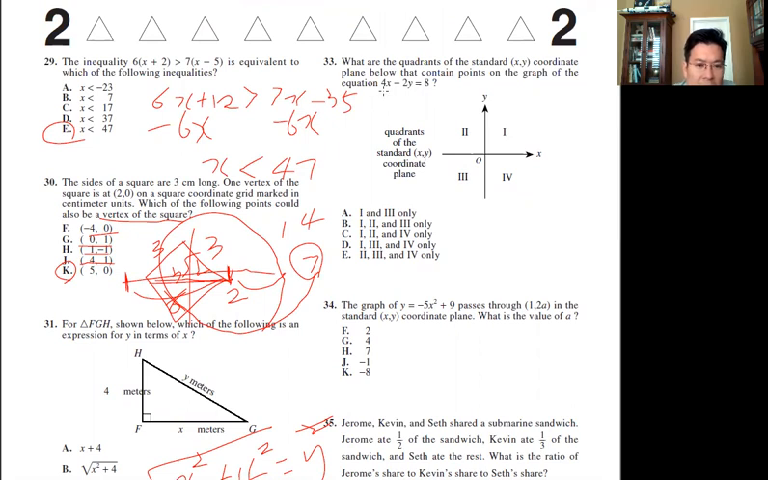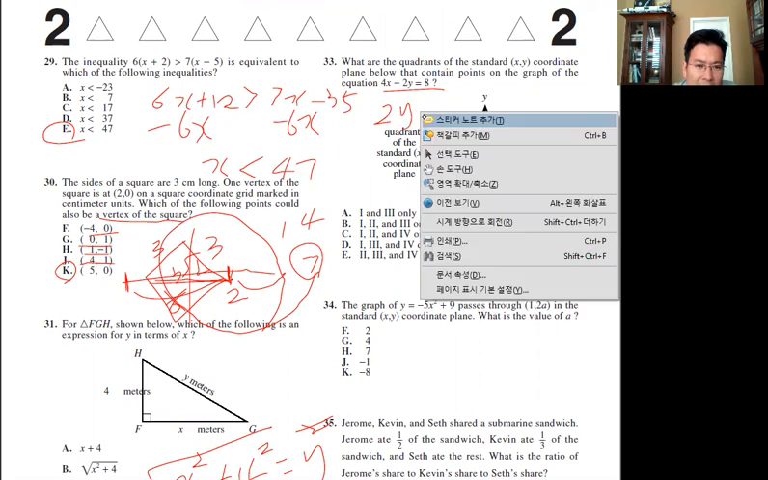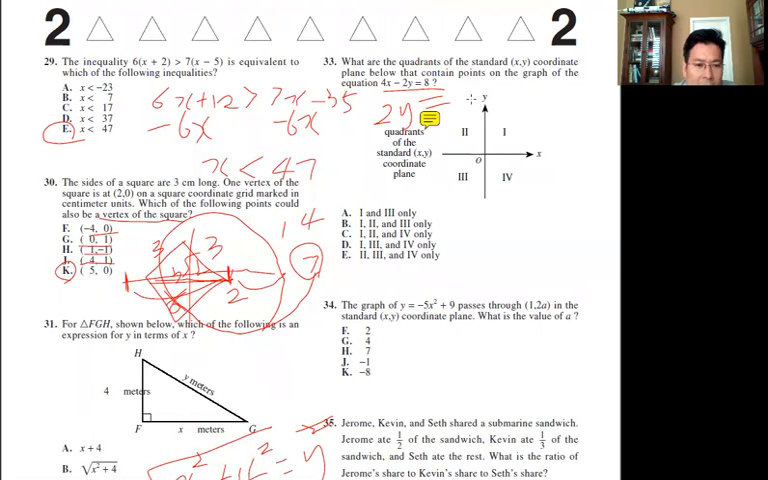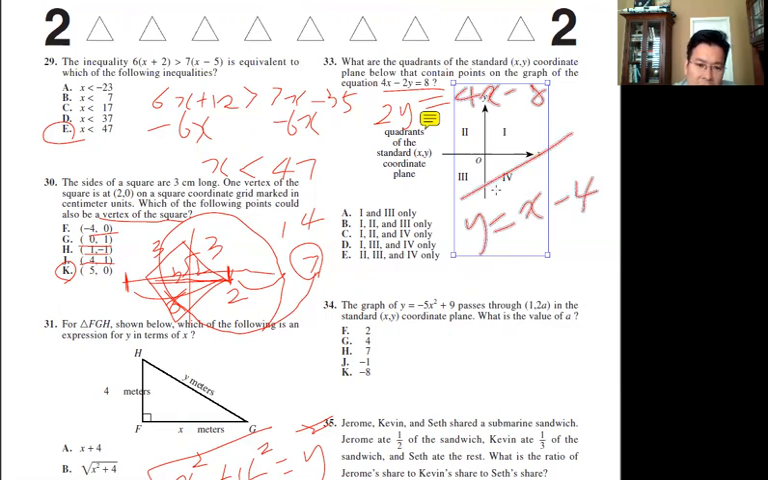This one, we can rewrite this as y equals, so 2y equals y equals 4x minus 8, so y equals x minus 4. So x minus 4 is supposed to go in this way. So 1, 3, 4, 1, 3, 4, D.